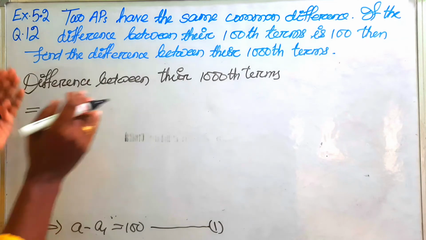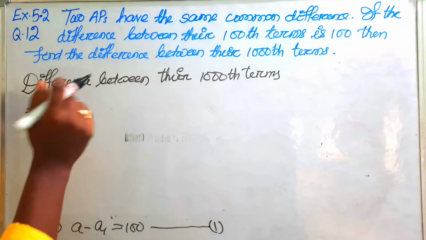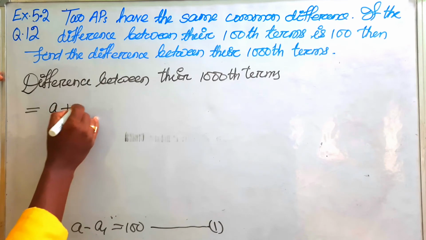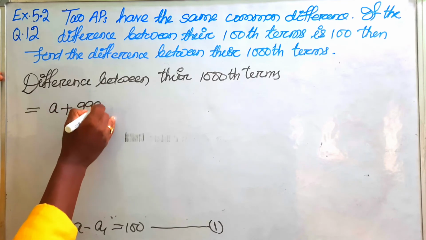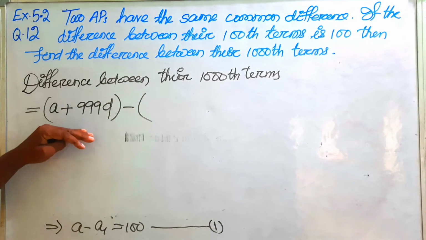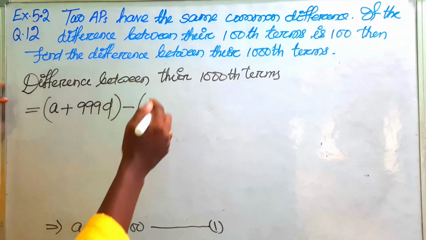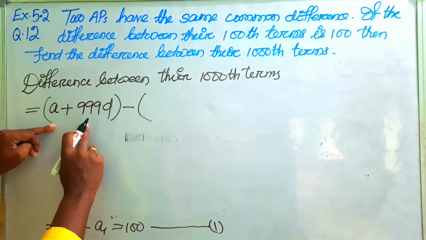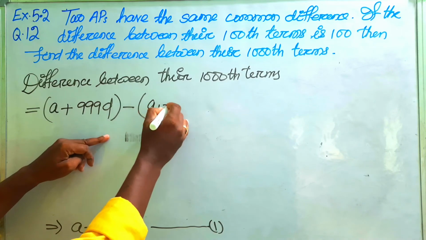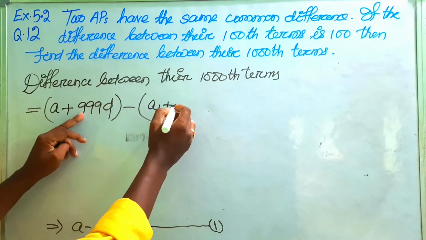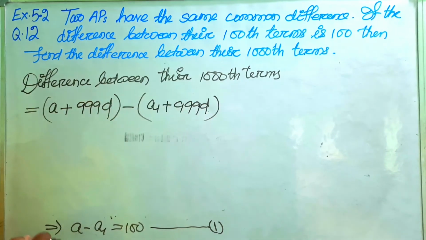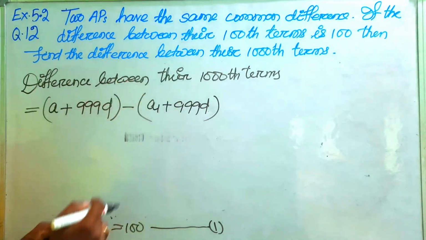First you take the 1000th term of the first AP. Applying the formula, you just write it down. This is the 1000th term of the first AP. Then the second AP: the first term is A1, so A1 plus n minus 1, that is 1000 minus 1, that will be 999. The common difference is also the same, so write D. This is the 1000th term of the second AP.